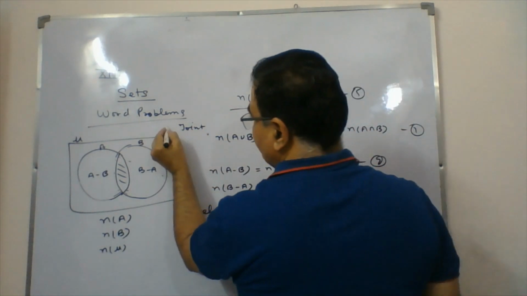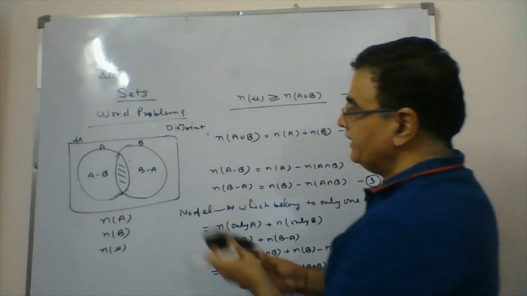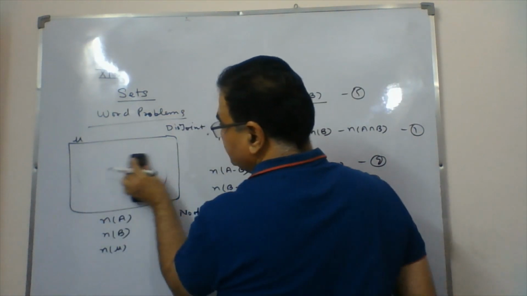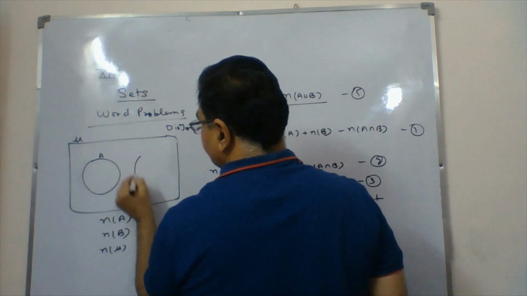By the way, if they are disjoint sets, then the change will come here. This is set A, this is set B.